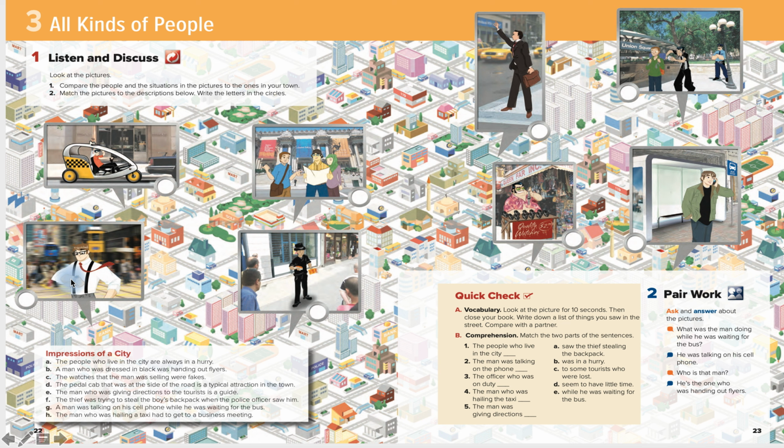He is looking at his watch and he seems to be in a hurry. Now, right now, we are gonna listen to impressions of a city. You are supposed to match the pictures to the descriptions below and write the letters in the circles.